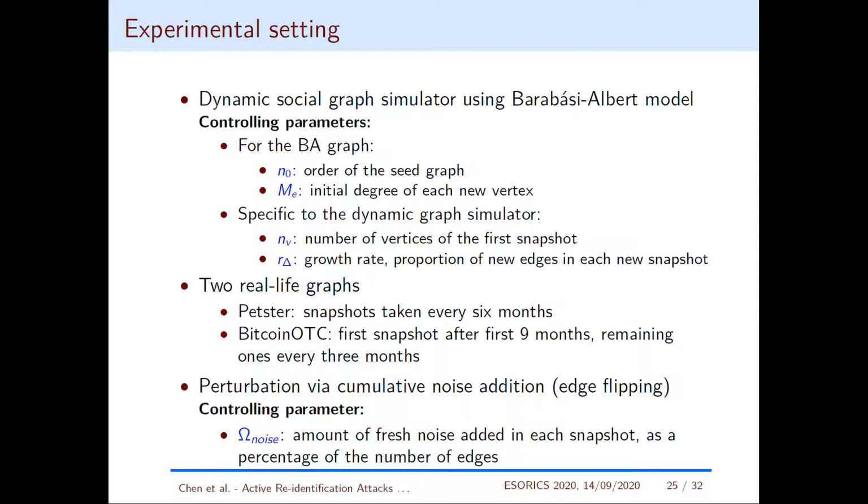We also use for our evaluation two real-life graphs, Petster and Bitcoin OTC. Petster is a graph composed of pet owners, and Bitcoin OTC is composed of Bitcoin users and their trust relations. We apply a simple perturbation algorithm, which we call cumulative noise addition. At every snapshot, an amount of noise is added cumulatively. That noise consists of edge flips, and the number of flips is controlled by a parameter that tells us what percentage of the number of edges is flipped.